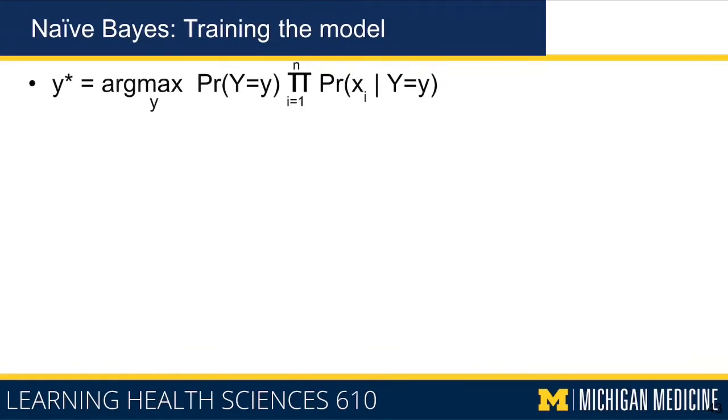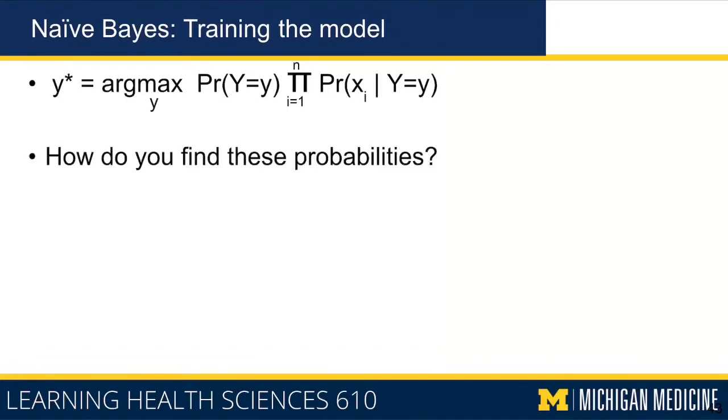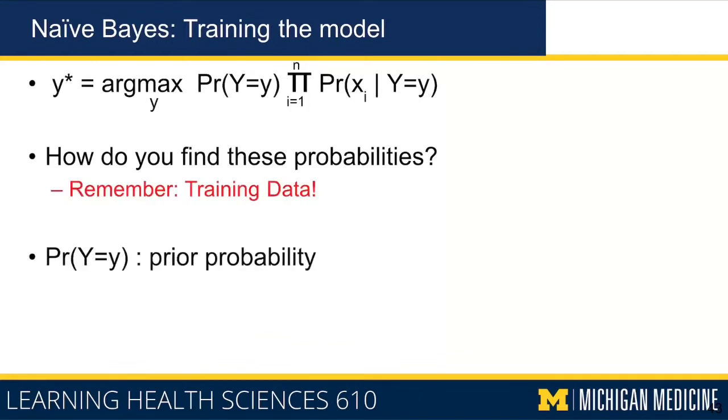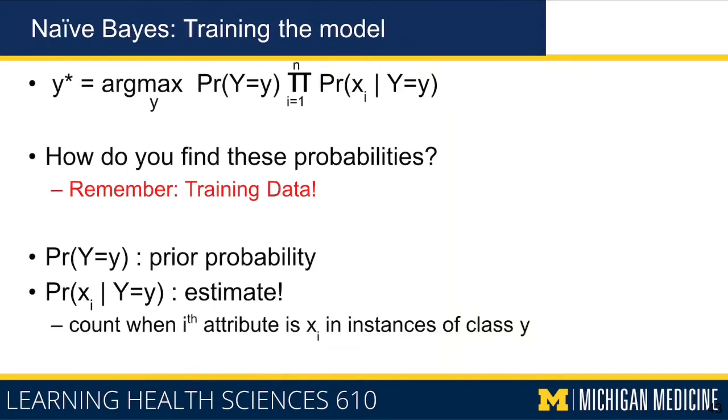So let's take an example of how you train the model, and then how you will label an instance using that model. So this is your model. Your model says that you need to know this prior probability y equal to y and this likelihood of xi given y equal to y. How do you find these probabilities? Well, you have training data, right? So probability y equal to y is the prior probability. So you're basically saying of your data set, how many instances are class label 1 and how many instances are class label 0. The second one is you are estimating the probability of a particular feature given the class label is 1. How do you do that?